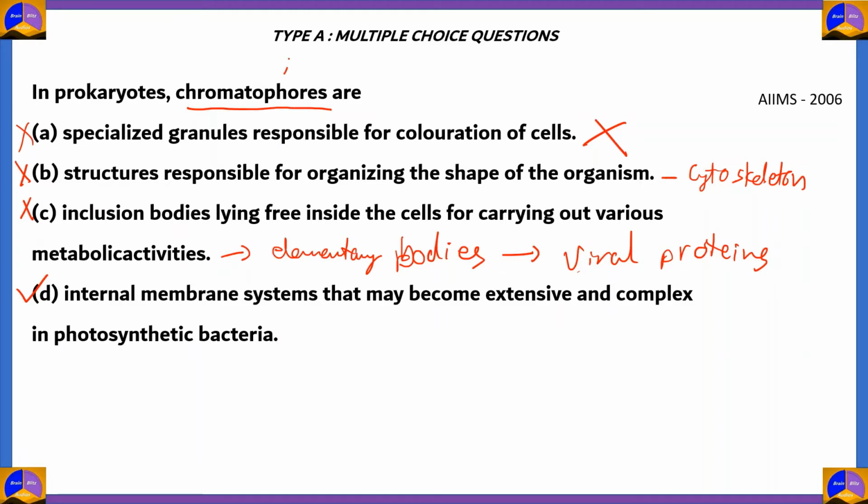bacteria, because chromatophores have the pigments bacteriochlorophyll and bacteriopheophytin. So these pigments help in photosynthesis. And because of the presence of these photosynthetic pigments, we call the structure chromatophores. So chromatophores are internal membrane systems that may become extensive and complex in photosynthetic bacteria.